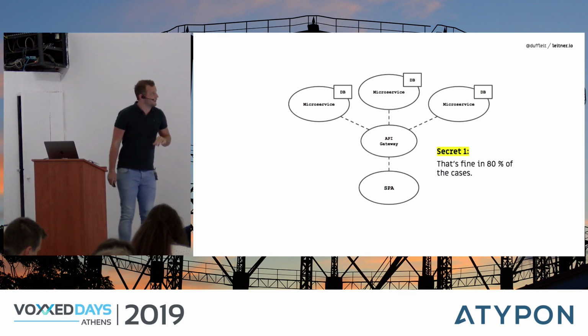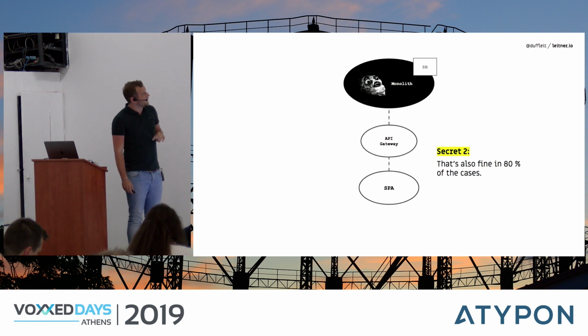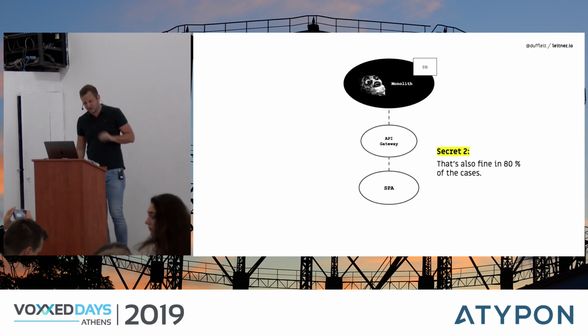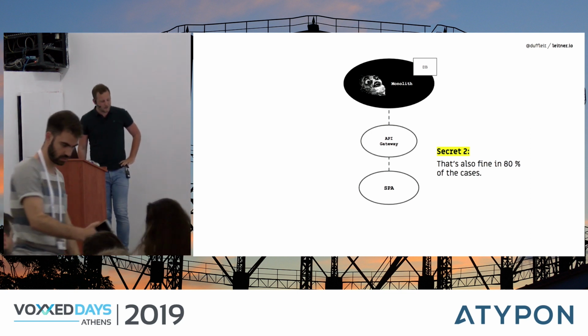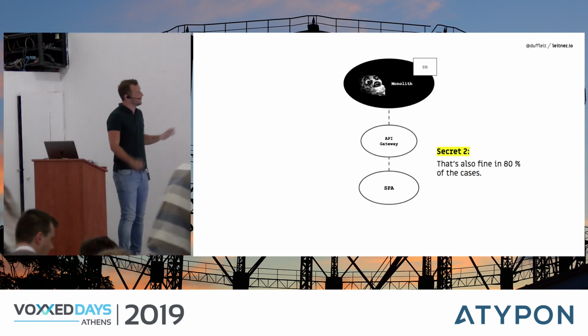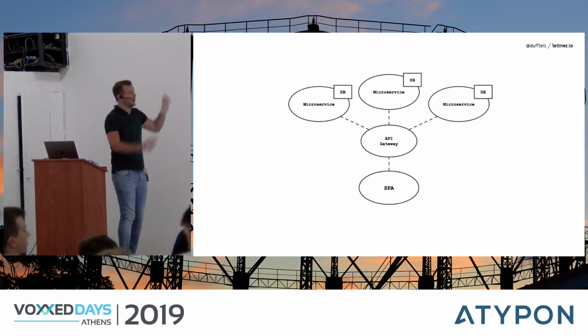Right? And I'll tell you a second secret. I'm in the mood of telling secrets today. In 80%, also this is fine, right? But I'm not here to blame microservices today. Not today. I've done this a couple of times already. So let's assume that we are doing microservices for the right reason. So we have this architecture, right?